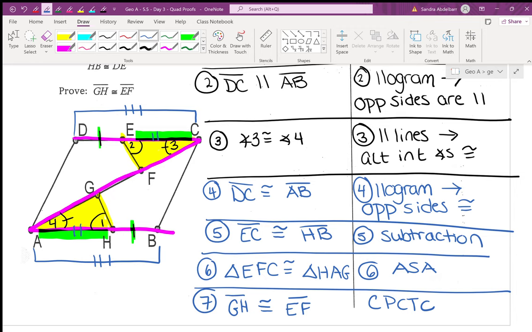I'm sorry? Is it gonna depend on the problem for most of these? It's gonna depend on the problem. For step 5, is it supposed to be EC congruent to HB, or is it AH? Oh, I wrote that wrong. Thank you for catching that. Guys, I wrote the wrong segment. It's EC congruent to AH. Thank you for catching that.